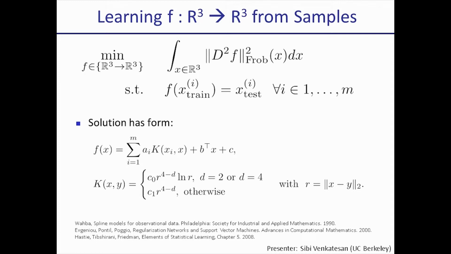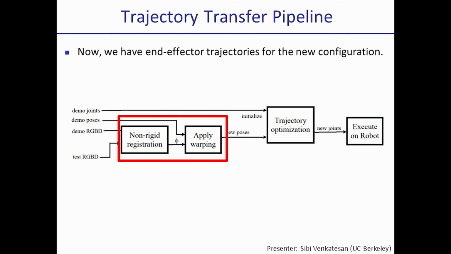Now the optimal solution takes on the form as shown below: a sum of radial basis functions centered around the training points plus an affine component. Once we know that the optimal solution is going to be of this form, finding it is just pretty much a least squares problem. So far, with this function we've just learned, we've transferred over our gripper trajectory to the new situation.